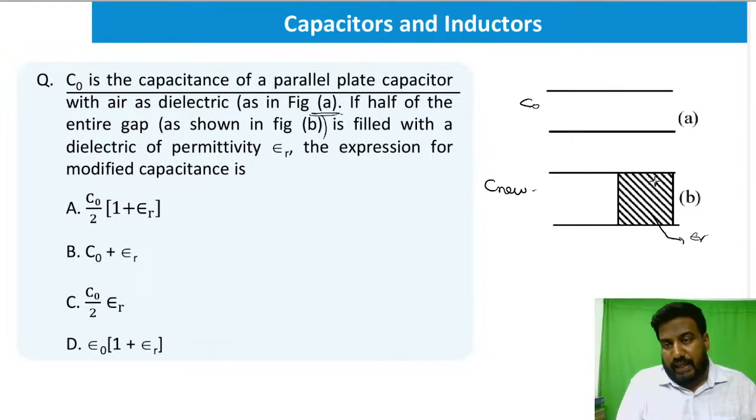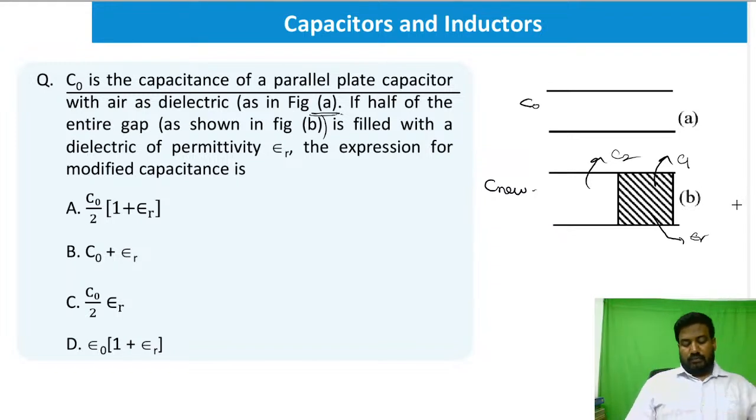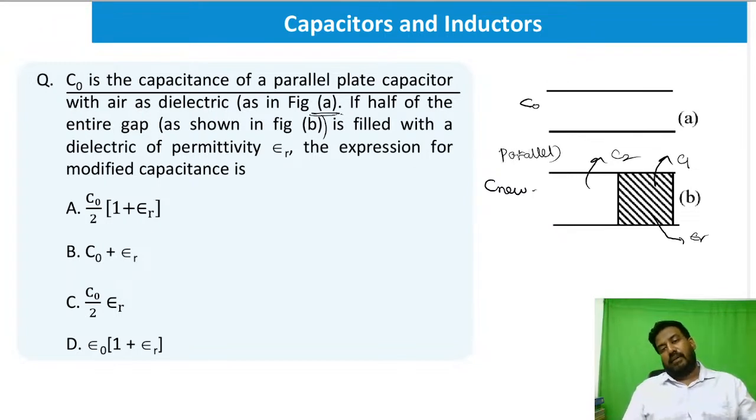Now you tell me very clearly, here also we have two capacitors, C1 and C2. How are they connected? They are connected in parallel, am I right? So what is C nu? C1 plus C2.